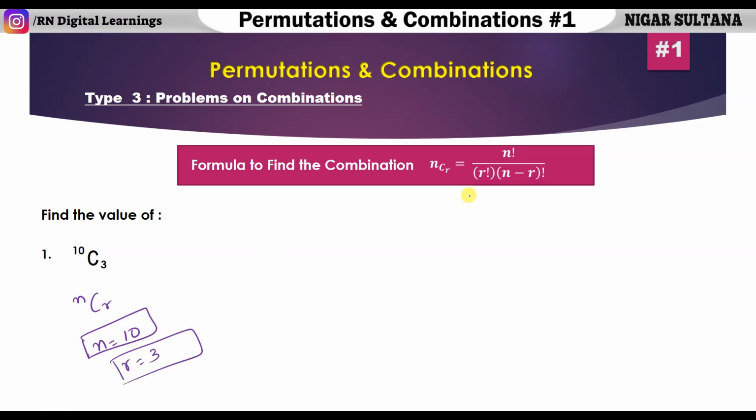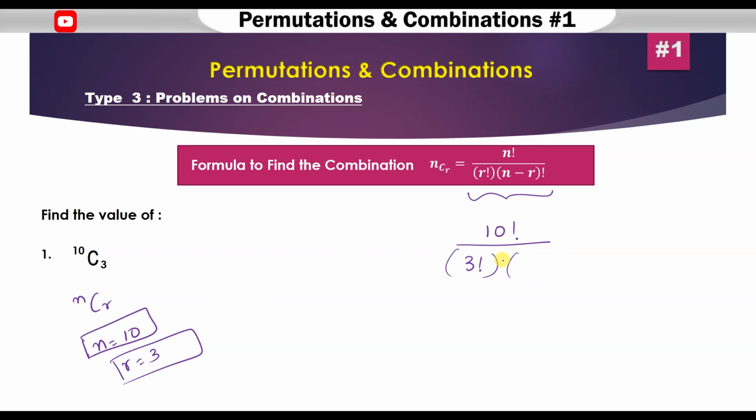Substitute these values in this formula, and you will get the value of the combination. What is n factorial? n factorial is 10 factorial divided by r factorial. r is 3 here, so 3 factorial, into (n minus r), that is 10 minus 3, which is 7 factorial.